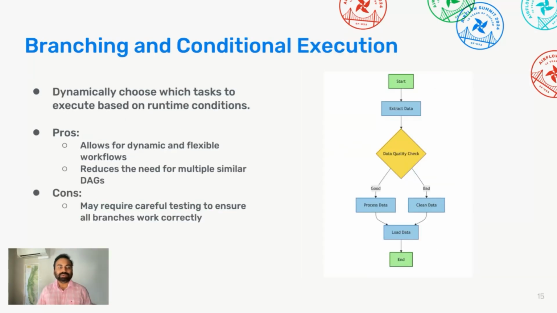The next pattern we want to see is branch and conditional execution. This is a pattern in which we can add a conditional data quality check and then take different paths downstream. In the example, we can see that we are extracting some data and then doing a data quality check. If it is good, we process the data. If it's bad, we clean the data and load the data.